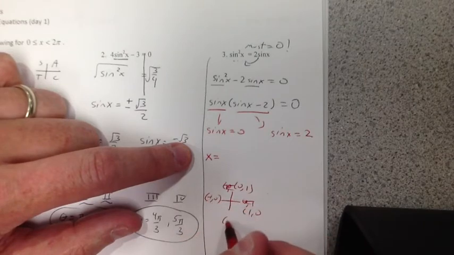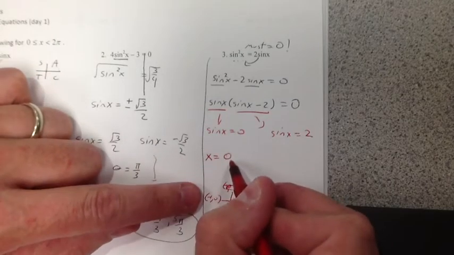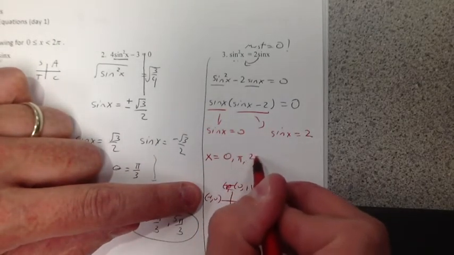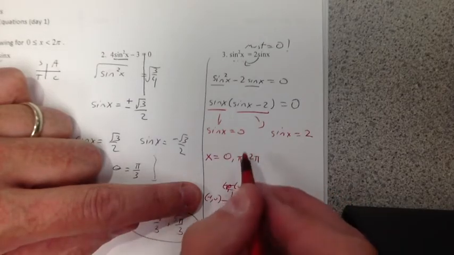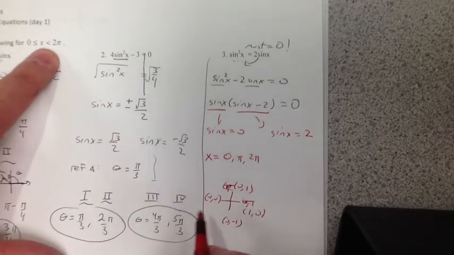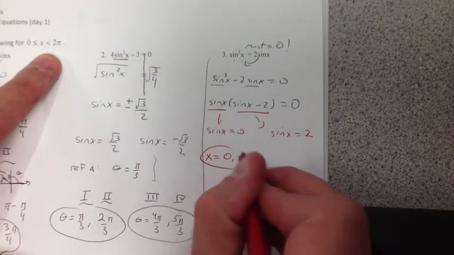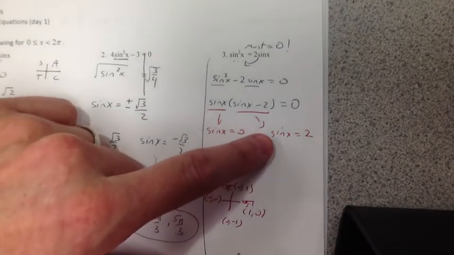Negative 1, 0, 0, negative 1. Sine is my y value. It's 0 at 0, and pi, and 2 pi. Now, unfortunately, remember, our domain only goes to 2 pi, so we don't include it, it's open, so we only get 0 and pi. Now, where does sine equal 2?